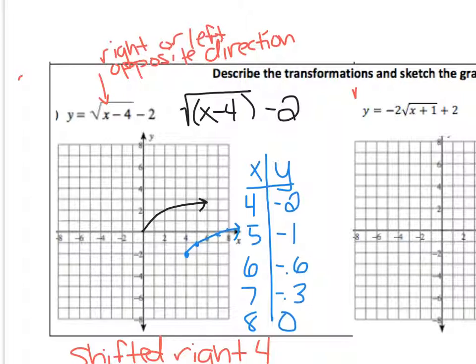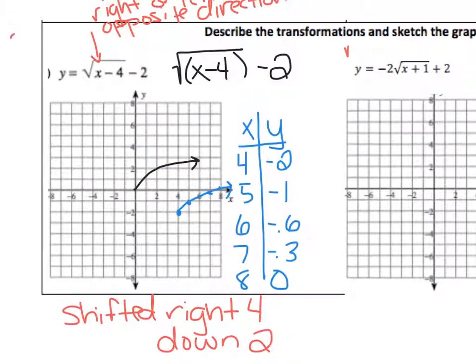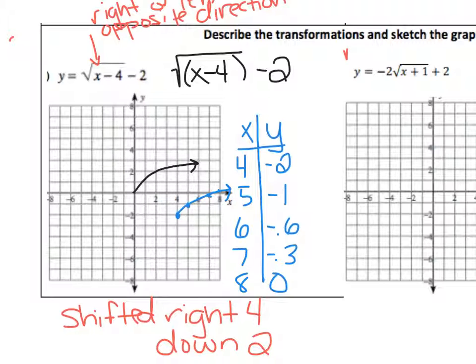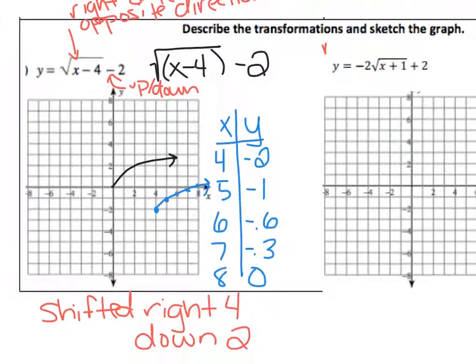Now what about down 2? So you should see in our equation, we have this negative 2 here. So anything outside of that radical that's added or subtracted is going to move it up or down. And it's whatever the sign is. So here it's a negative 2, so we went down to negative 2. Okay?